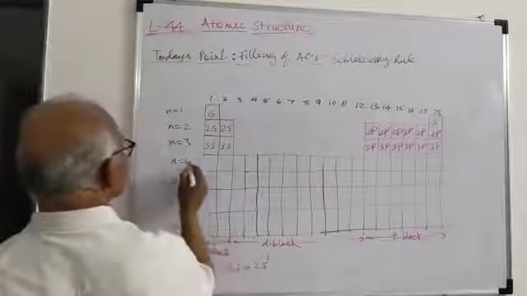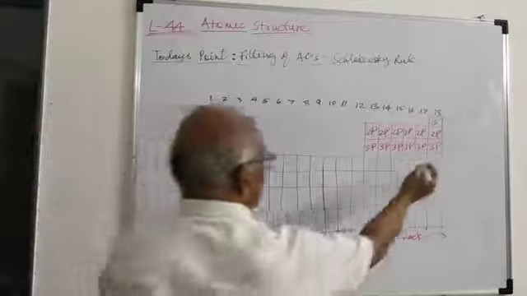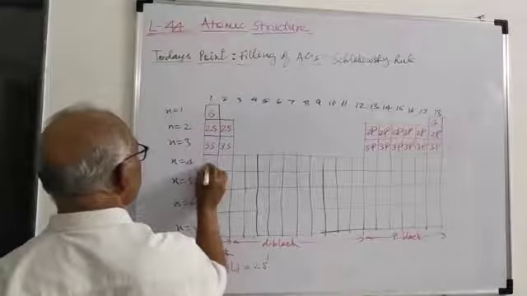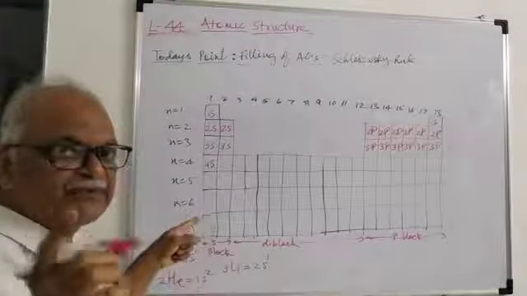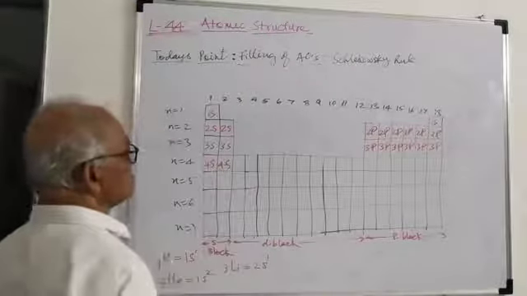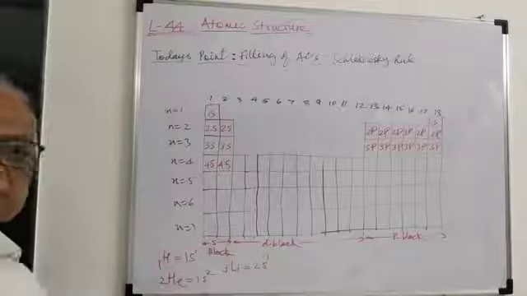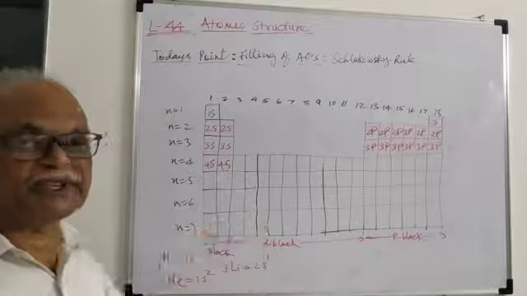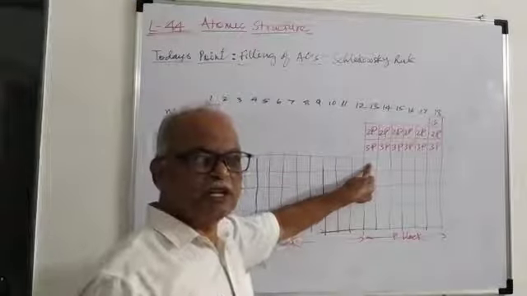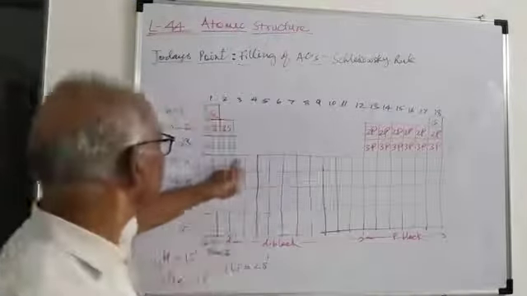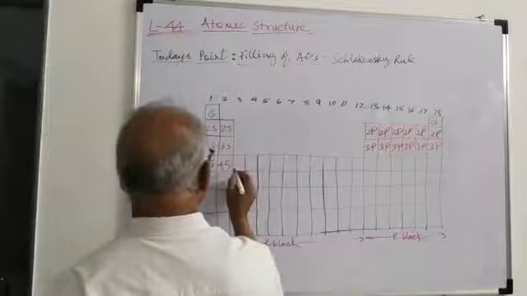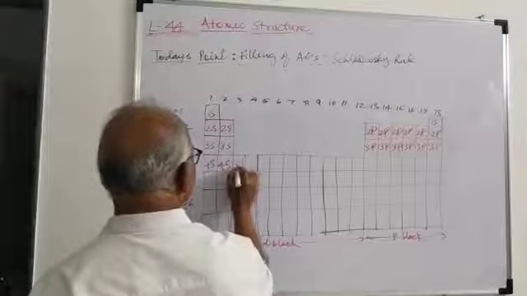Now we have n equal to 4 because 3p is completely filled. Now we have to go here with 4s. So 4s will contain 2 electrons. The next electron will go into this 4s. We have seen just a few minutes back that after 4s, the energy level of 4p is much higher than the energy level of 3d. So 3d begins here. The next electron is coming into this 3d.